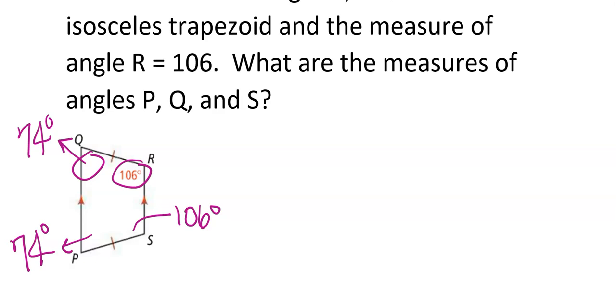Okay, so the two base angles for QP are angle Q and angle P. The two base angles for RS would be R and S, and that's kind of how you look at them and make them the same.